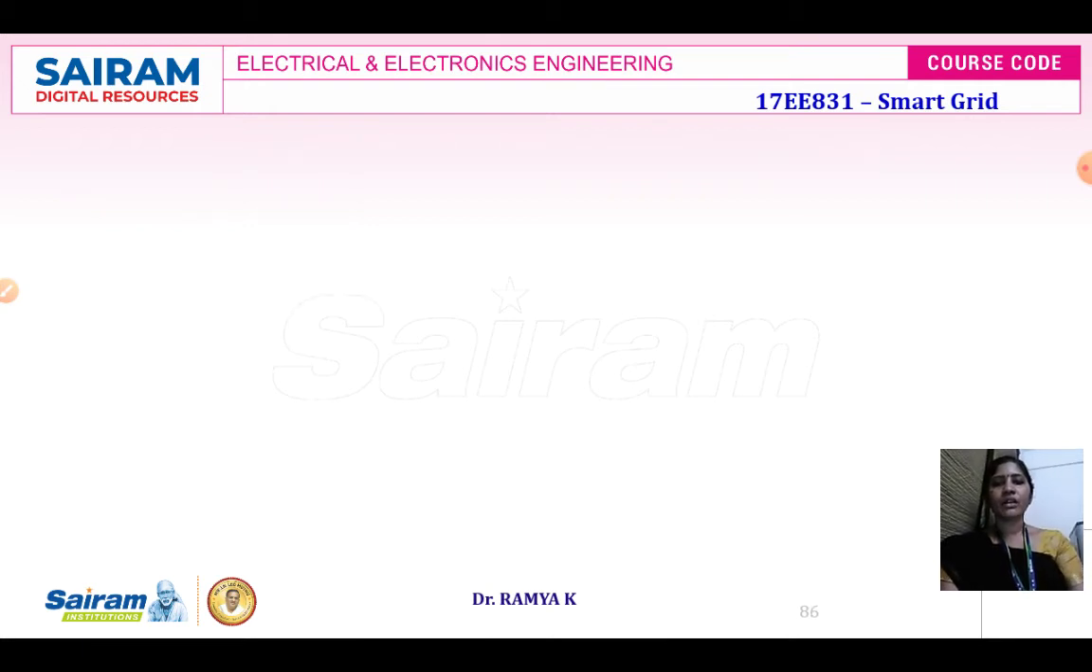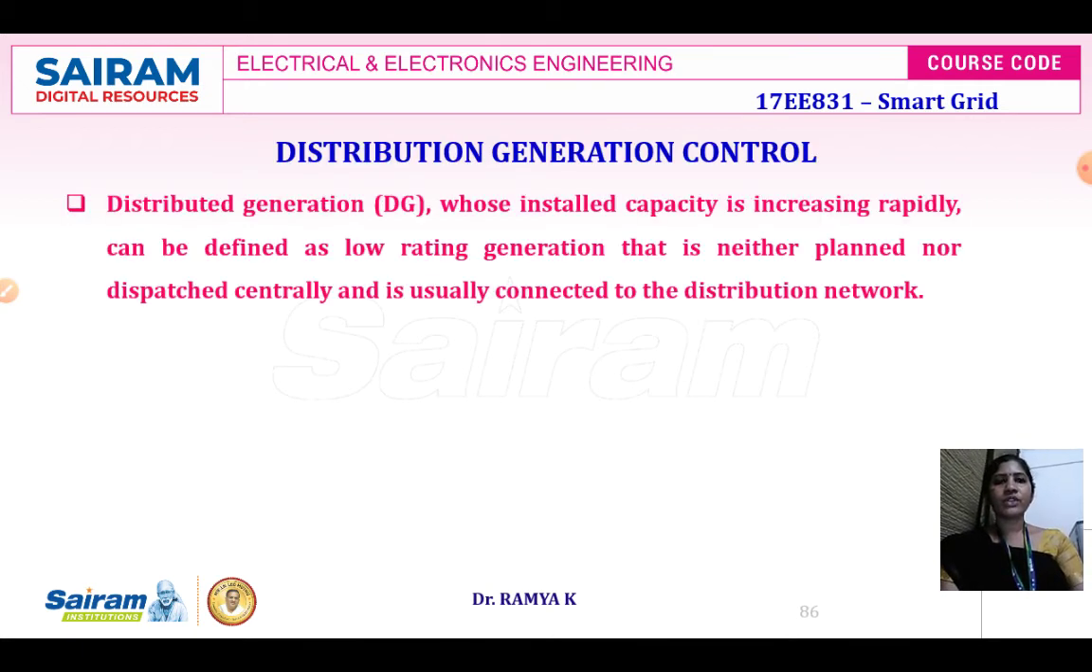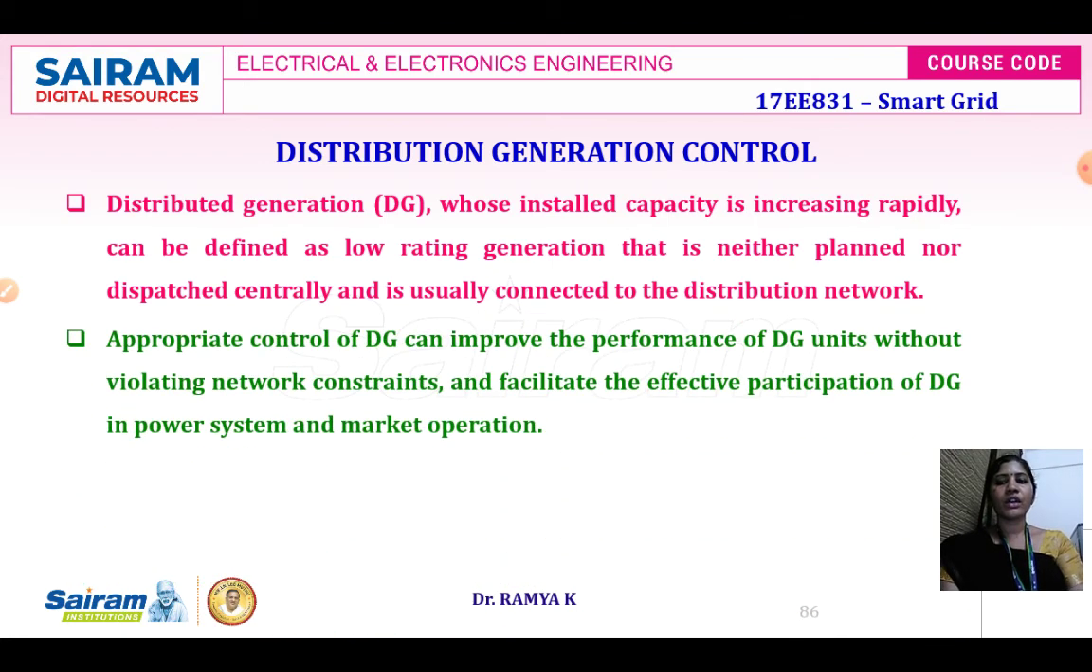Distribution generation control. In distribution generation control, we have the installed capacity. Suppose you want increasing capacity rapidly: low rating generation that is neither planned nor dispatched centrally and is usually connected to the distribution network. We have to provide appropriate control of your distribution generation to improve the performance of your DG units without violating your network constraints, without overruling the rules and regulations framed, and it has to facilitate the effective participation of your DG in your power system.